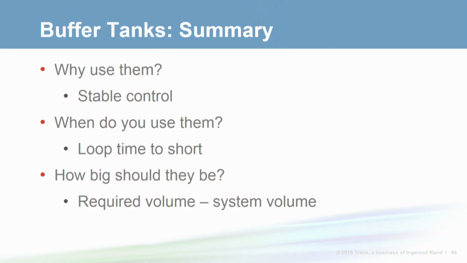To summarize, the purpose of a buffer tank is to ensure stable control of the chiller. Buffer tanks are installed when the system's loop time is lower than the loop time required by a specific chiller. The size of the buffer tank is determined by calculating the required volume to meet the loop time and subtracting the actual system volume from the required volume.